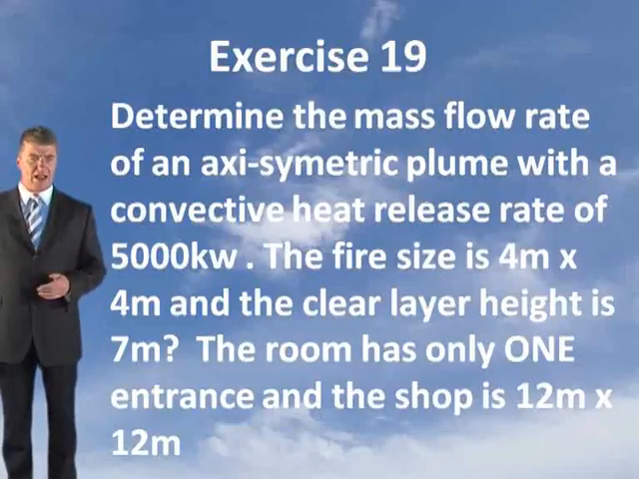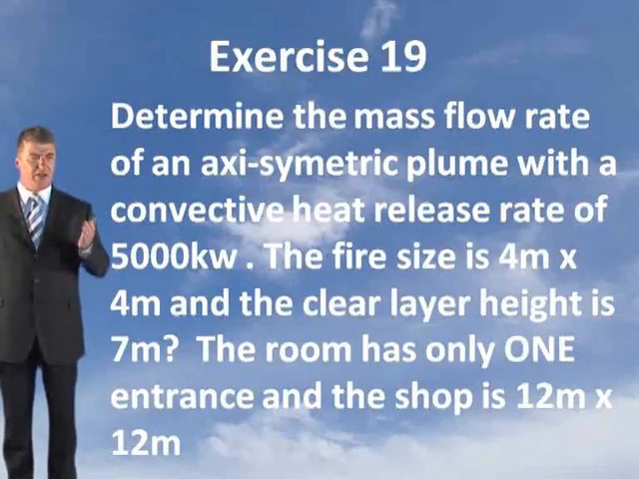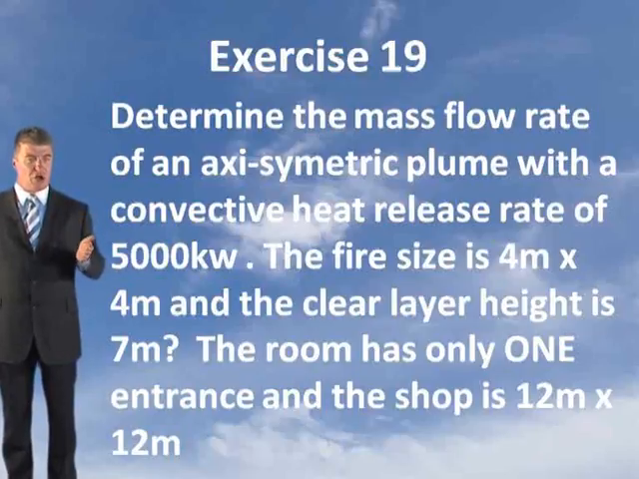Determine the mass flow rate of an axisymmetric plume with a convective heat release rate of 5,000 kilowatts. The fire size is 4 metres by 4 metres and the clear layer height is 7 metres. The room has only one entrance and the shop is 12 metres by 12 metres.